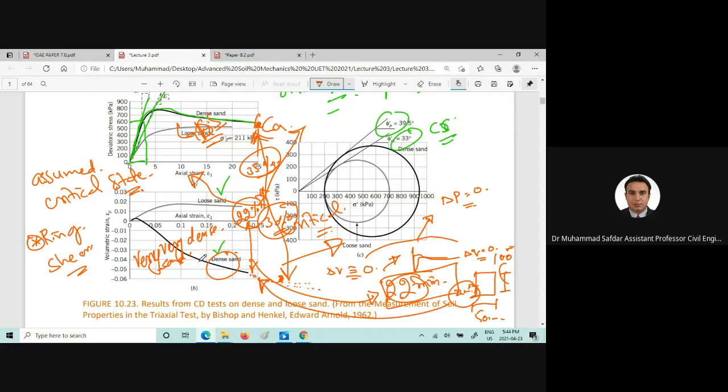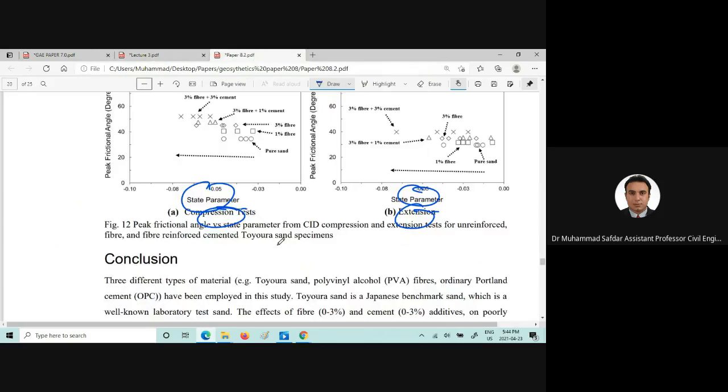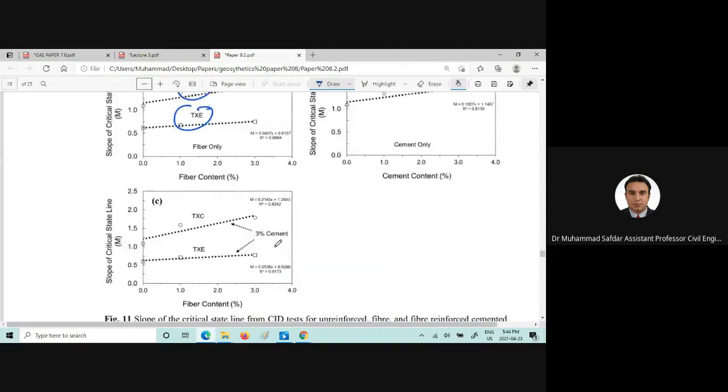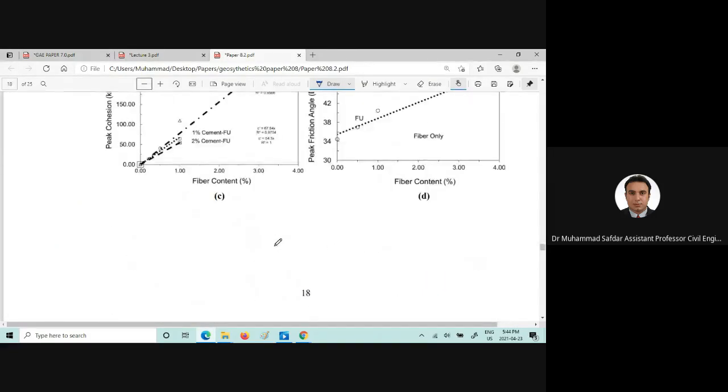And that's possible because if you are dealing with very dense sand, or even cemented sands, or fiber reinforced cemented sands, this phenomenon could occur, and that is what I have seen in my thesis as well. If I have this phenomenon somewhere, I can show you in the drained behavior.